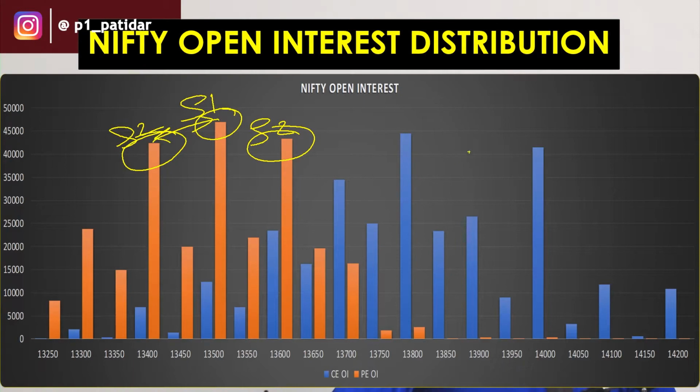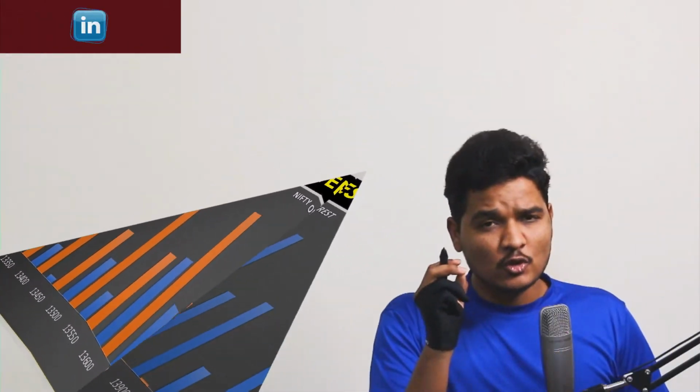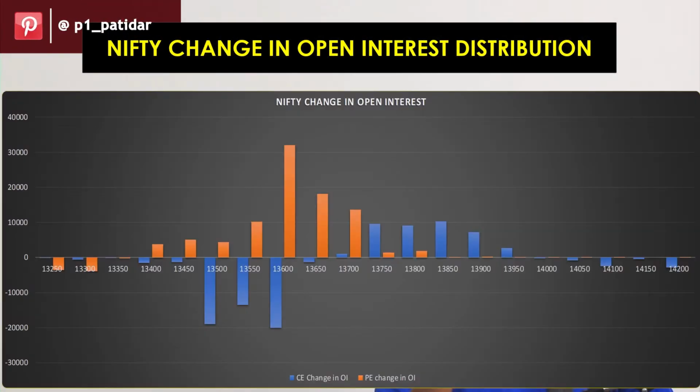Then if you see the resistance, where is resistance? It is at 13,800. So it is going down. It means Nifty is going up. Where is resistance 2? Resistance 2 is here at 14,000. So still people are expecting that on expiry day as well, Nifty might move up. Now let's go to the next and see our change in open interest analysis of Nifty.